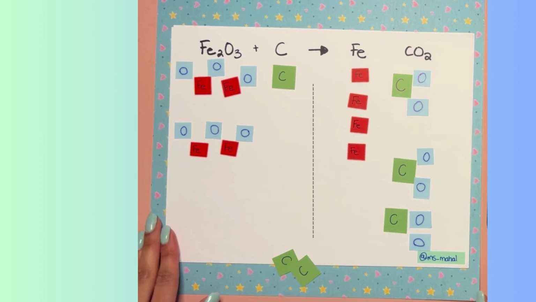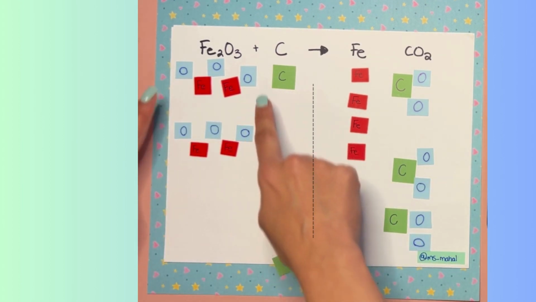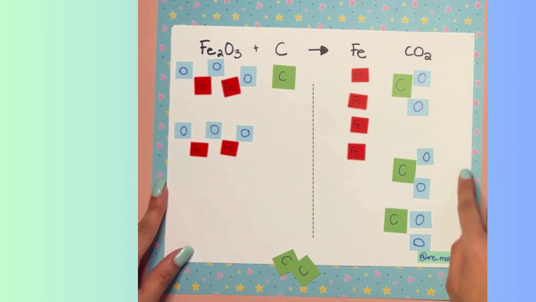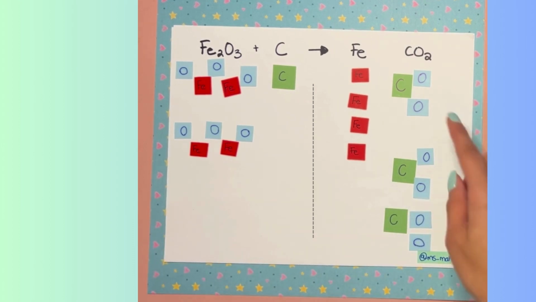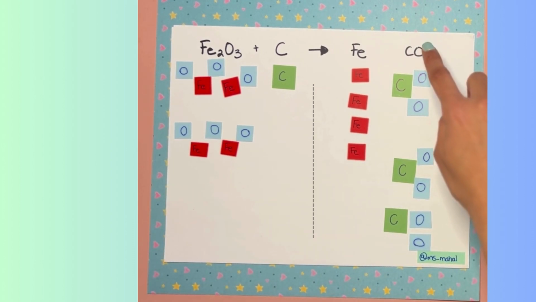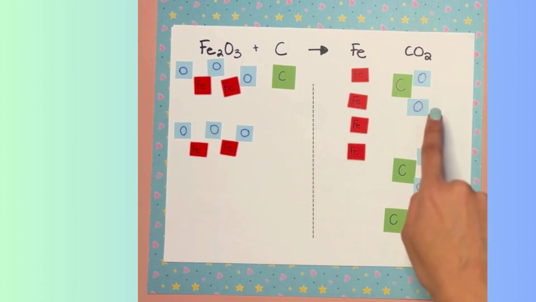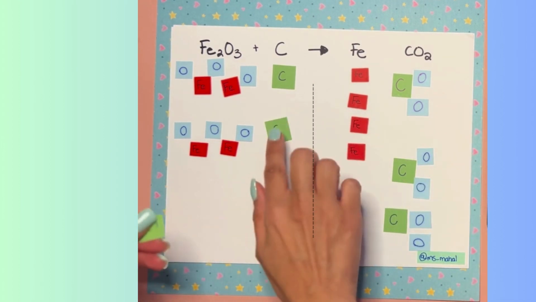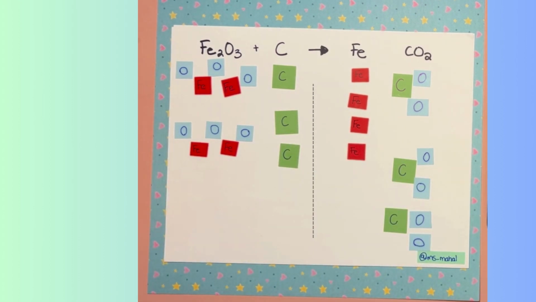Okay, let's count everything. We know our irons are good, so that part's great. We've got 6 oxygens, so 6 oxygens here. What do we notice? Well, the only part that's not balanced is the carbons. So we've got 1 on this side, 3 on this side, which means I need to add 2 more here. Okay, count it out for me. Does everything look balanced?